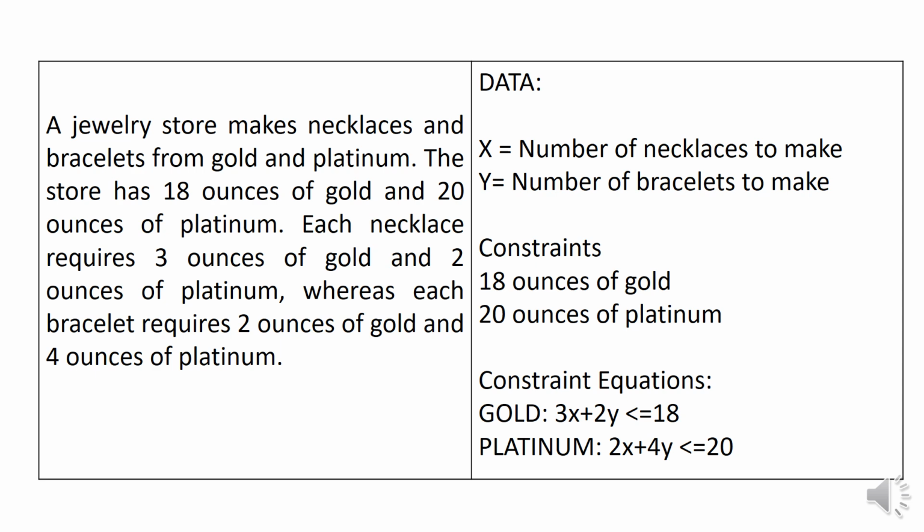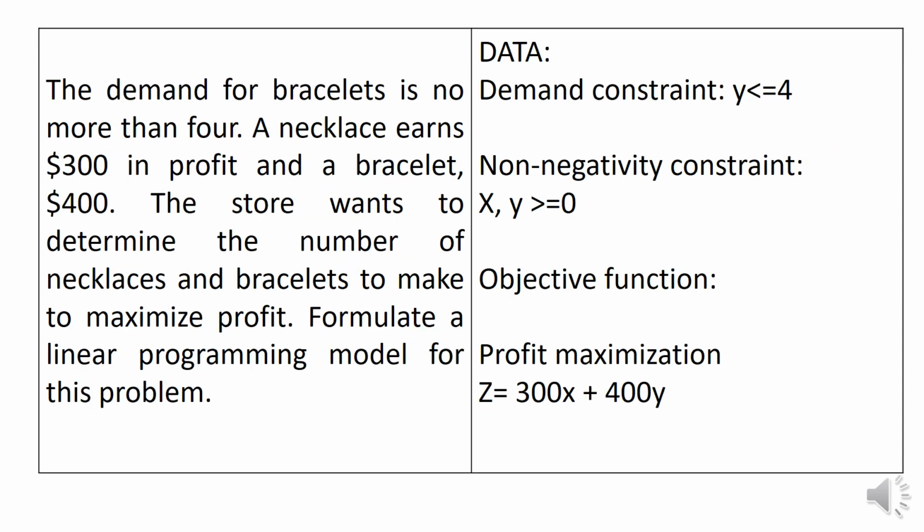When we talk about platinum, 2 ounces of platinum we have for the necklace, and 4 ounces of platinum required for the bracelet, and the total we have the constraint of 20. So we have the total quantity of 20. All the bracelets and necklaces have to be made with a maximum of 20 ounces of platinum. Okay, let's move.